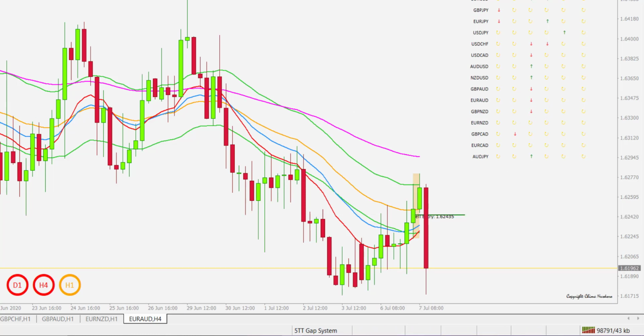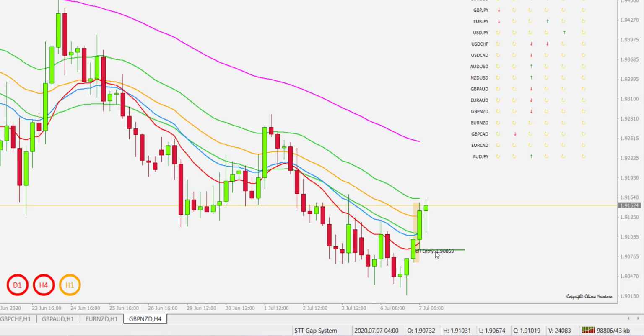Then GBP NZD, what's that like? That's not an entry just yet, so the price is there. Price needs to come down and fill it in. So quite a few in profit right now.